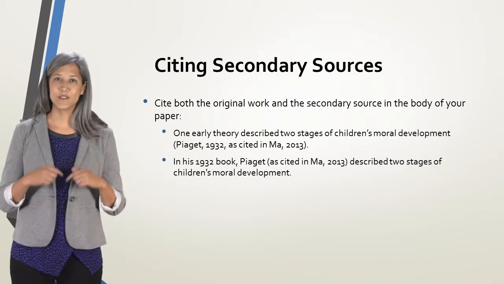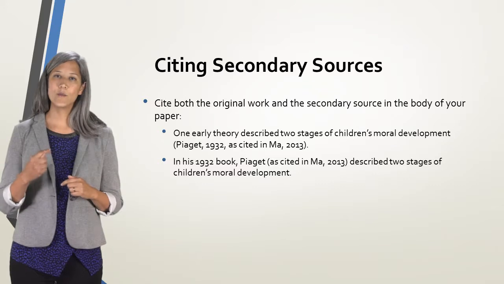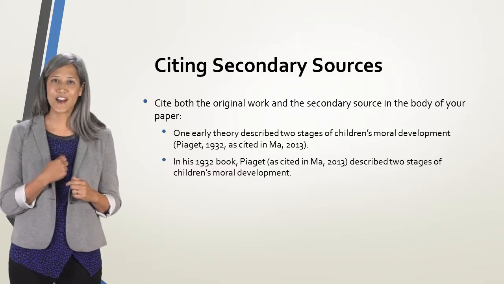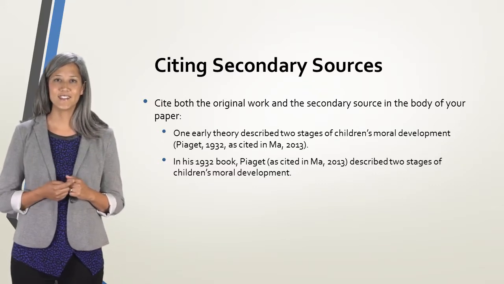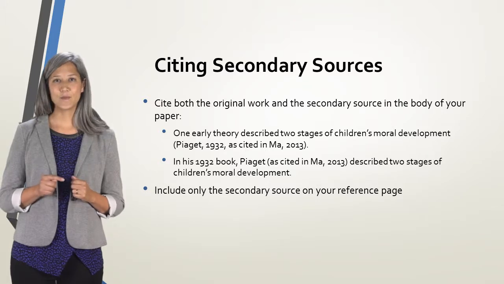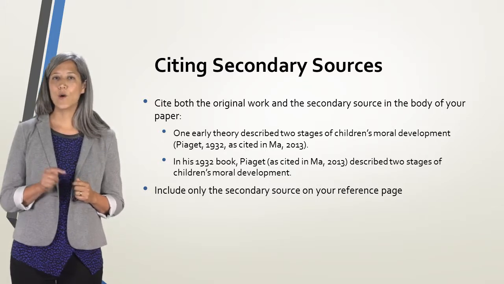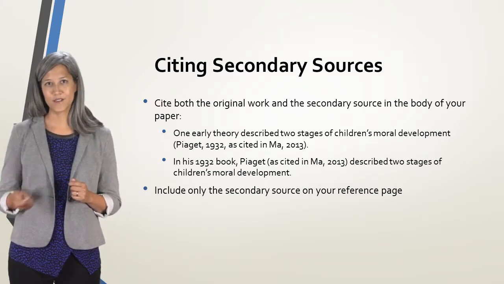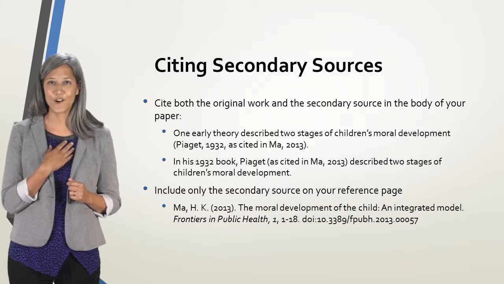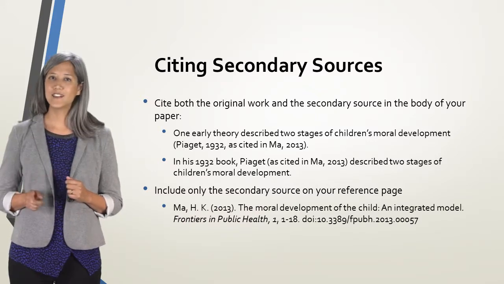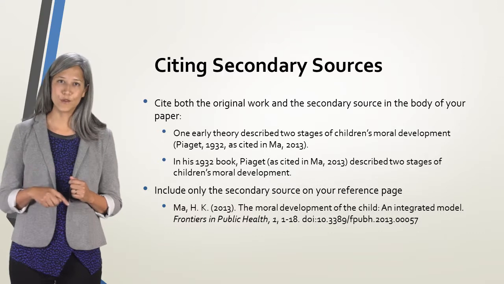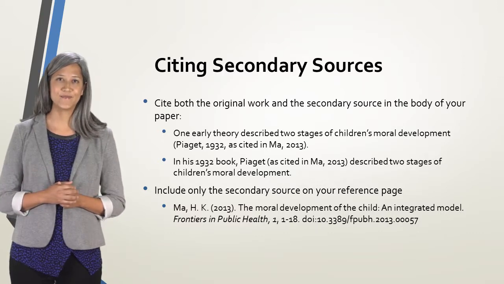So I've cited the original work first, followed by the secondary source, which is the article that I've actually read firsthand. Then on the reference page, I need to include only my secondary source, Ma, 2013, the article that I read. I do not need to include an entry to the original work on my reference page.